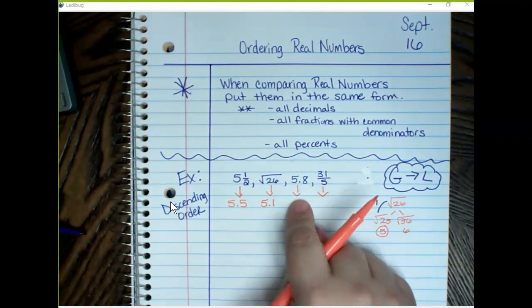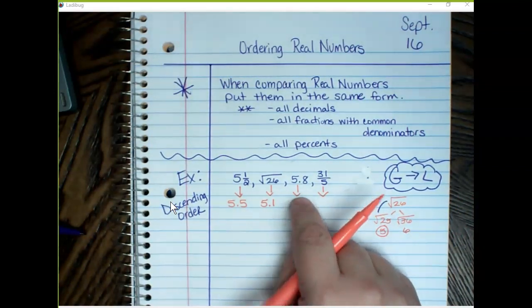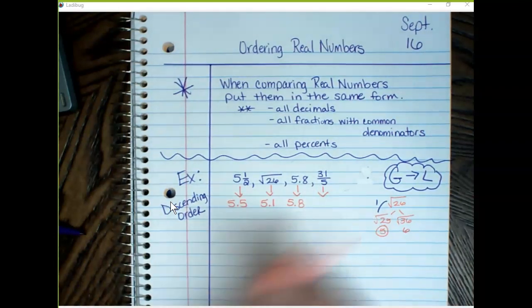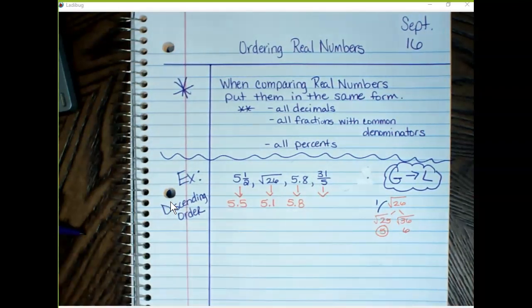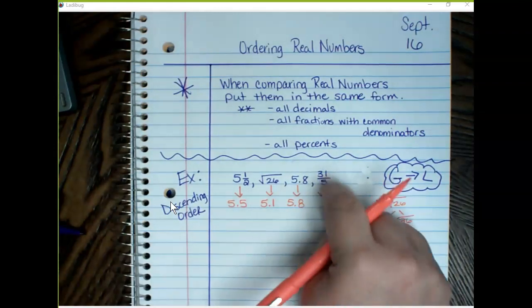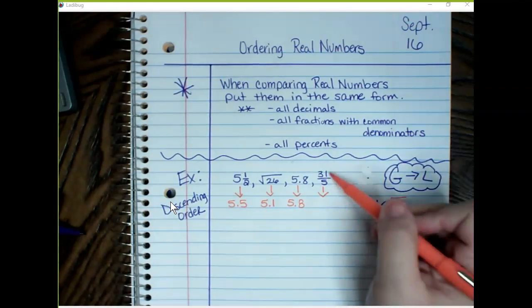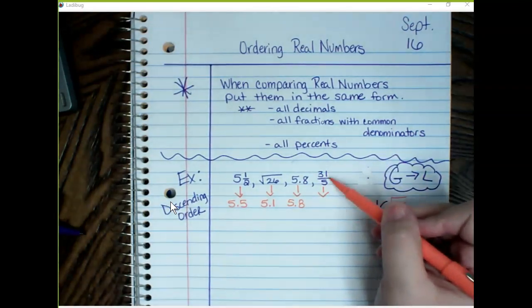The third number. Oh, yay, it's already a decimal. Let's just bring it down so that way they're all in line. Now 31 over 5. I've got to do some side work again. How do I change a fraction into a decimal? Top in, bottom out. That's a division problem. 31 divided by 5.